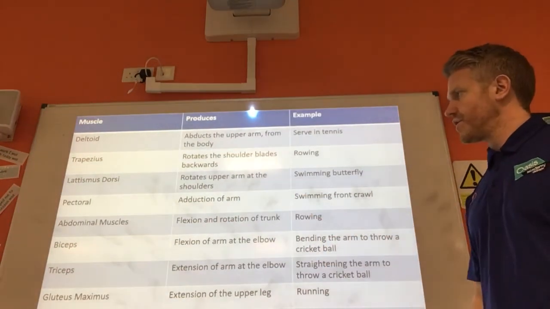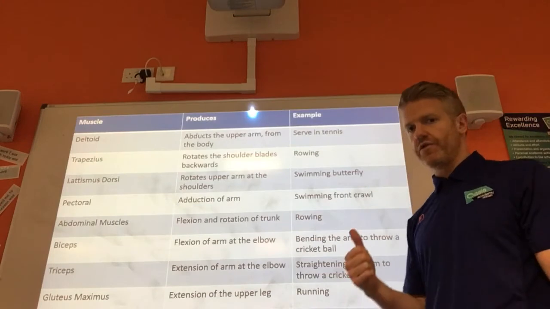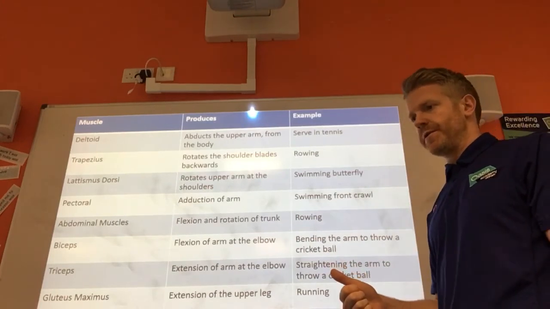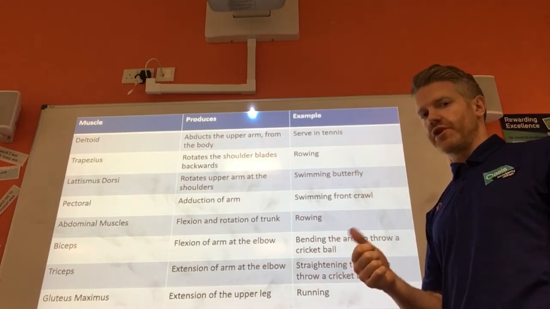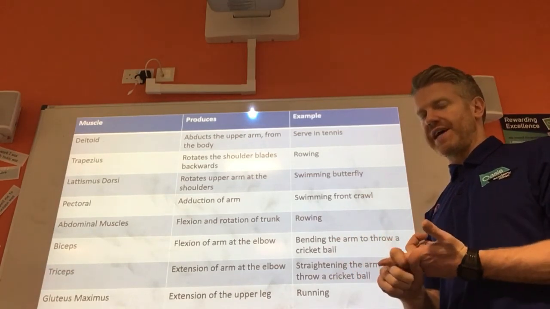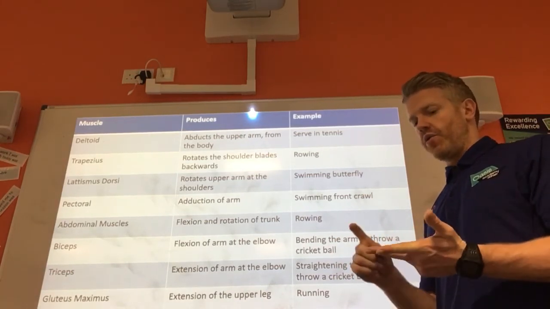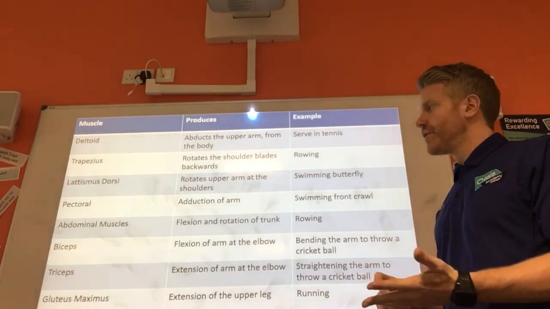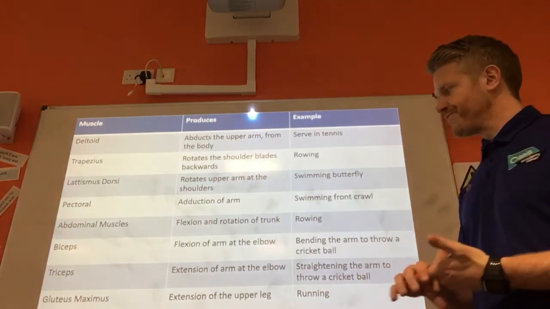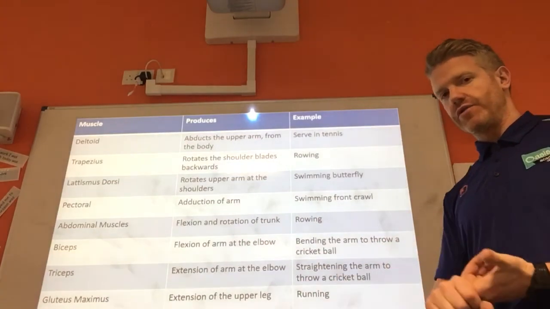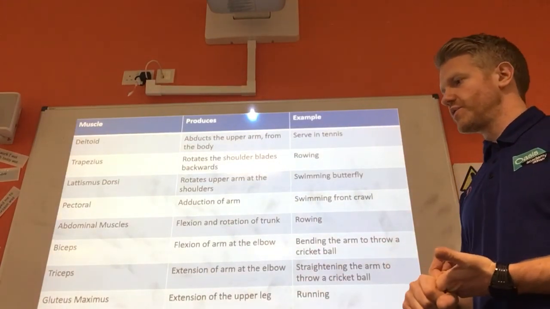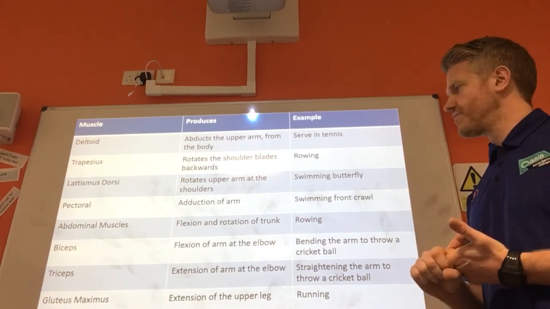Okay, so just to clarify, we've gone through the muscles that you need to know. Yeah, you need to know the muscle movement, so what is antagonist and what is agonist, what is flexion, extension, there's rotation, there is abduction and adduction. These are all the key words that you need to know for your lesson tomorrow. Okay.